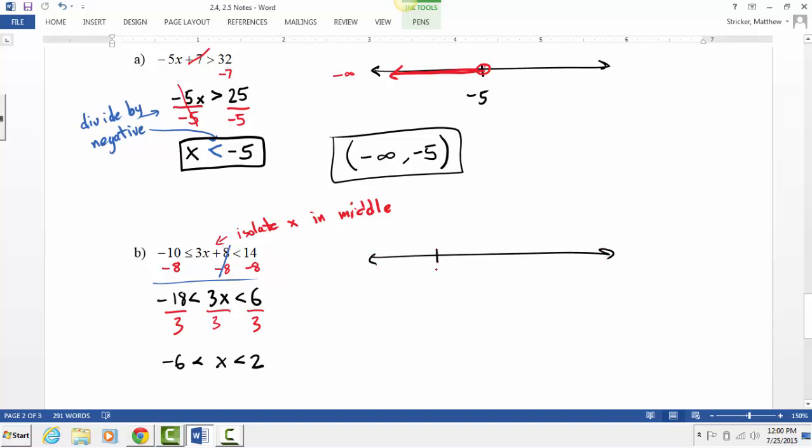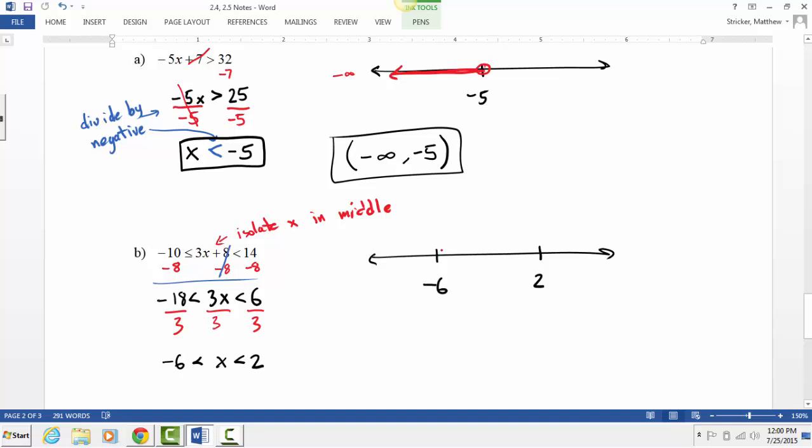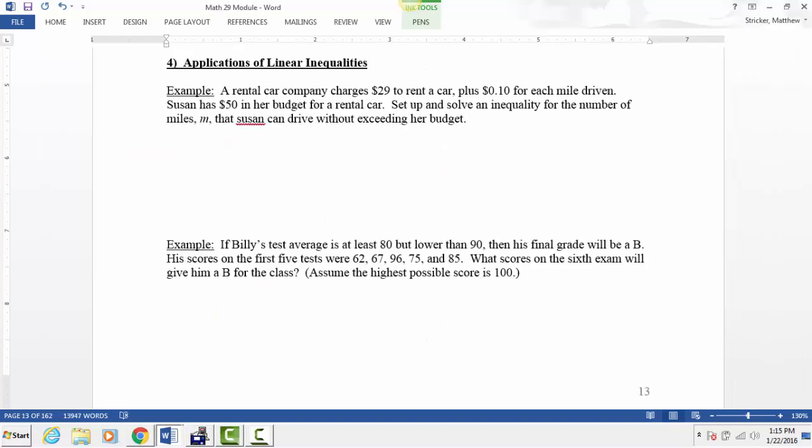If I graph that, I have negative 6 to 2. Those are both less thans without the equal to, so those are going to be open circles. I'm going to shade in the middle. Interval notation, that looks like negative 6 on the left to 2 on the right. They're both open circles, so we use parentheses.